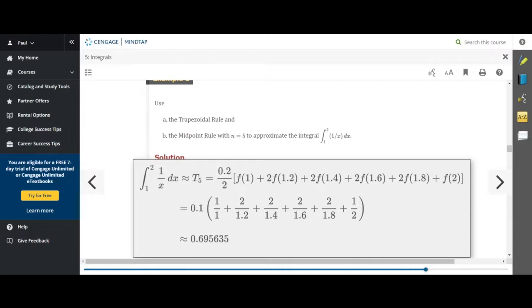You see how they approximate this integral? This is just an approximation to the integral, and it's probably not a great one because you're only using 5 subintervals. But that's the trapezoidal rule. That's the approximation T sub 5, which is 0.695635. Really, this is just applying formulas at this stage. Are there any questions?